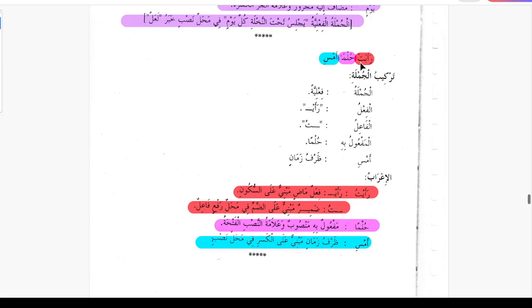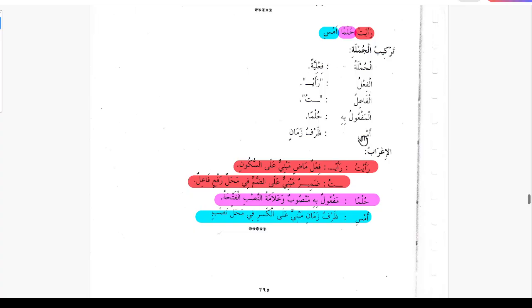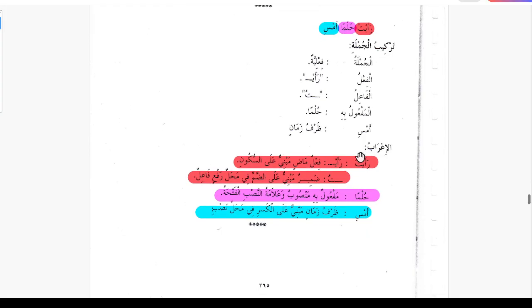So it is a jumla fi'liya starting from the verb. Fail is ra yara, and fa'il is tu, which means ana. Al maful bihi is hulman, and amsi is zarfu zaman. When did I see the dream? Yesterday. So it is zarfu zaman. And this is mabni, that is why it is not mansub. It can't be amsa. So let's put i'rab here.